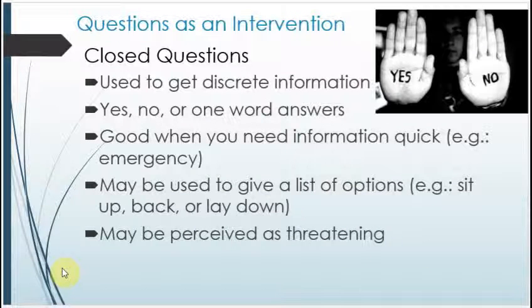So closed questions are used to get discrete information. Yes, no, one-word answers. Good when you need information quickly. Example, emergency. Are you bleeding? No. That kind of thing. Maybe used to give a list of options: sit up, back, lay down. Maybe perceived as threatening because you're taking control. So just be careful. But in an emergency situation, you are more than likely going to have to use these kinds of questions.